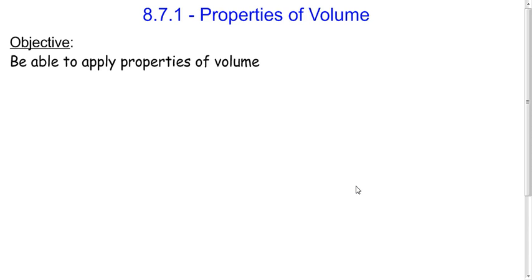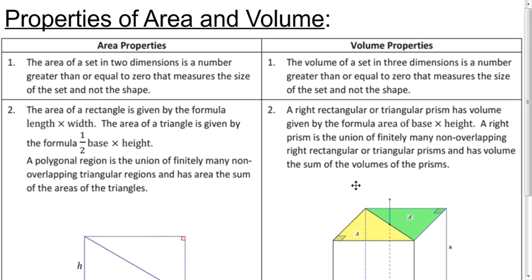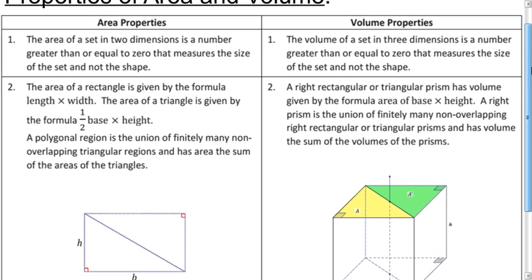Hello class, in this lesson we're going to learn about properties of volume. Many of the properties of volume are analogous to the properties of area that we already learned. So let's look at them side by side.